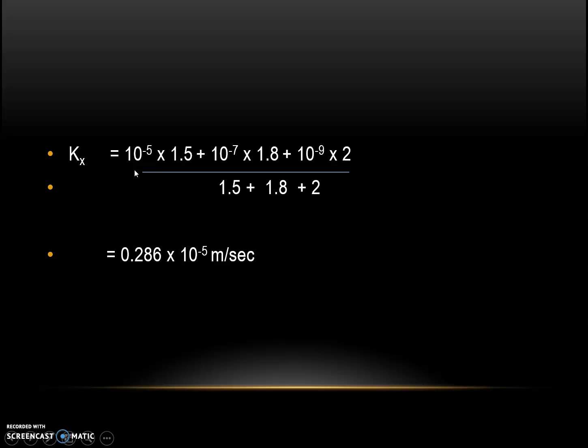So Kx is equal to 10 raised to minus 5 into 1.5 plus 10 raised to minus 7 into 1.8 plus 10 raised to minus 9 into 2, whole divided by 1.5 plus 1.8 plus 2. So Kx is equal to 0.286 into 10 raised to minus 5 meter per second.